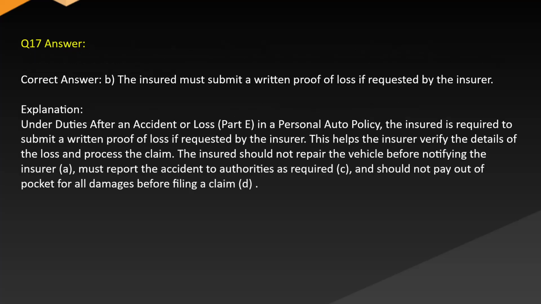Correct answer: B. The insured must submit a written proof of loss if requested by the insurer. Explanation: under duties after an accident or loss part in a personal auto policy, the insured is required to submit a written proof of loss if requested by the insurer. This helps the insurer verify the details of the loss and process the claim. The insured should not repair the vehicle before notifying the insurer (A), must report the accident to authorities as required (C), and should not pay out of pocket for all damages before filing a claim (D).